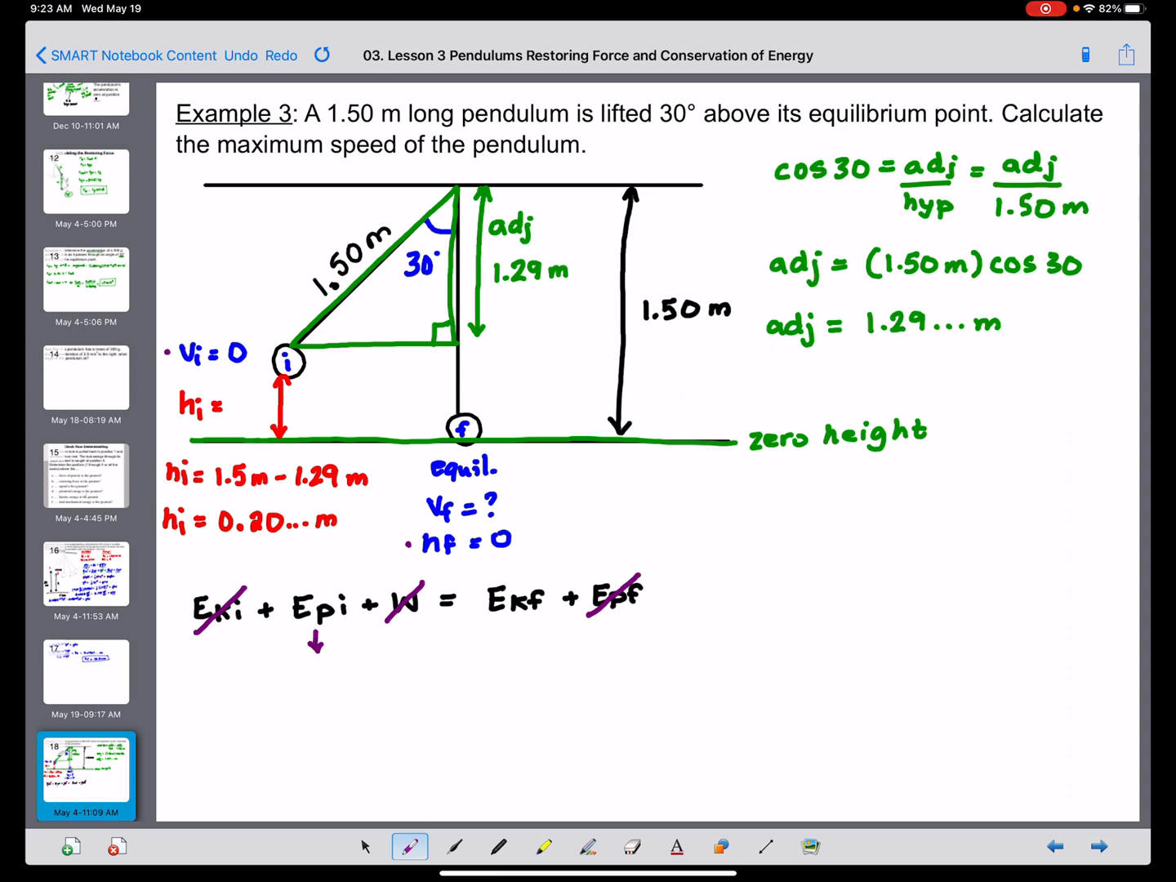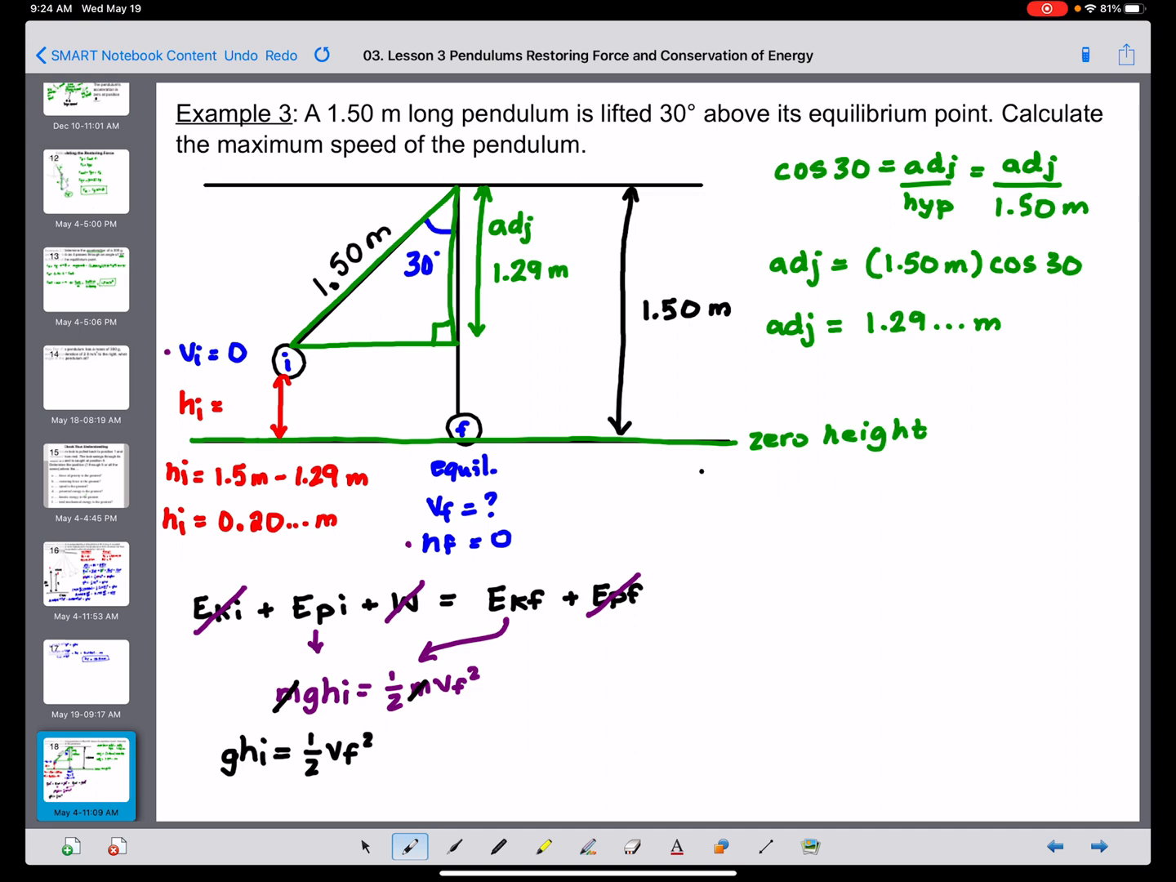So EPI, that's the same thing as mgHI. And EKF, that's the same thing as 1/2 mVF squared. Okay, now I check if there's mass in every term. Mass is in both terms. So that means I can cancel out the mass, and I have gHI equals 1/2 VF squared.